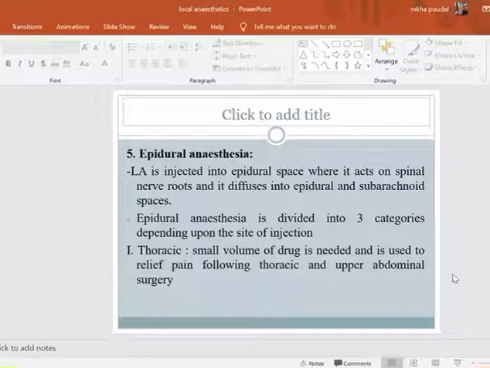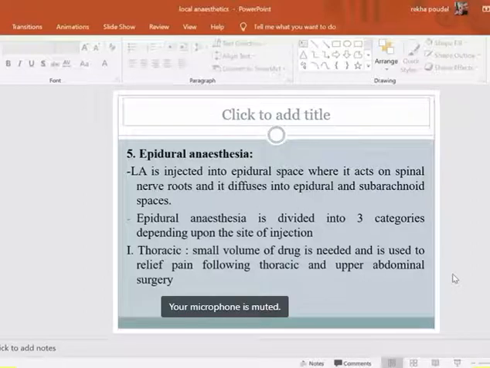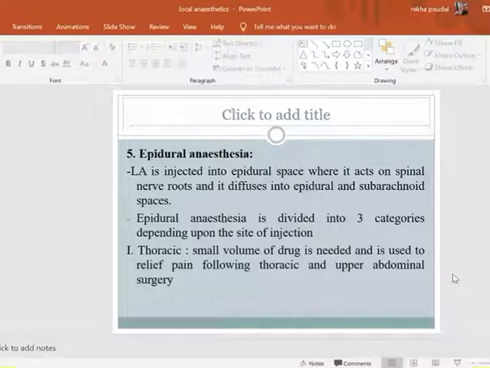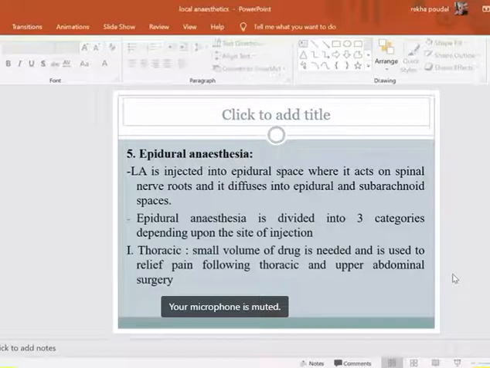Epidural anesthesia is also divided into three categories depending upon the site of injection. So where it is injected, either in the thoracic region or lumbar region, depending upon the site, it is divided into three categories. One is thoracic epidural anesthesia. Here a small volume of drug is needed and it is used to relieve pain following thoracic and upper abdominal surgery. If thoracic surgery or upper abdominal surgery is done, we can give thoracic epidural anesthesia.